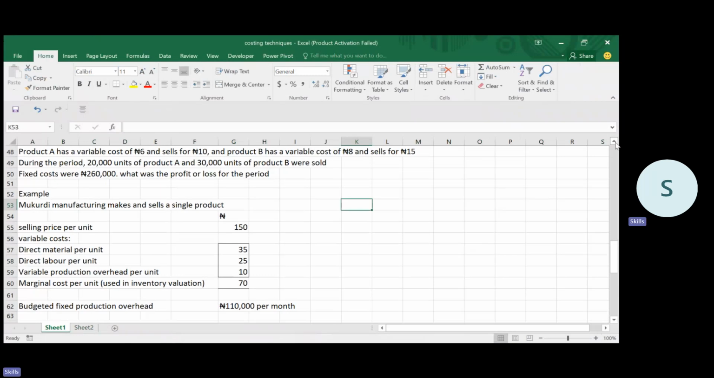Mukordi Manufacturing makes and sells a single product. Selling price per unit is 150. Variable costs, these are the list of the variable costs. Direct material per unit at 35 naira. Direct labor per unit at 25 naira. Variable overhead per unit at 10 naira. Then the marginal cost per unit that is used in inventory valuation, 70 naira.